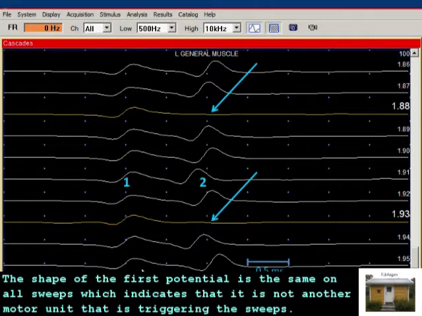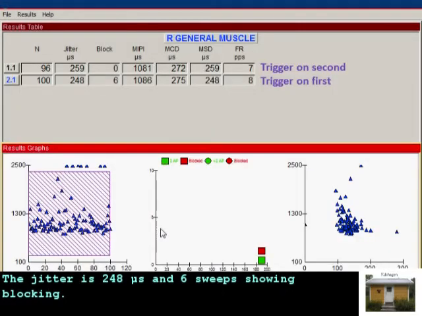The shape of the first potential is the same on all sweeps, which indicates that it is not another motor unit that is triggering the sweeps. The jitter is 248 microseconds, with 6 sweeps showing blocking.